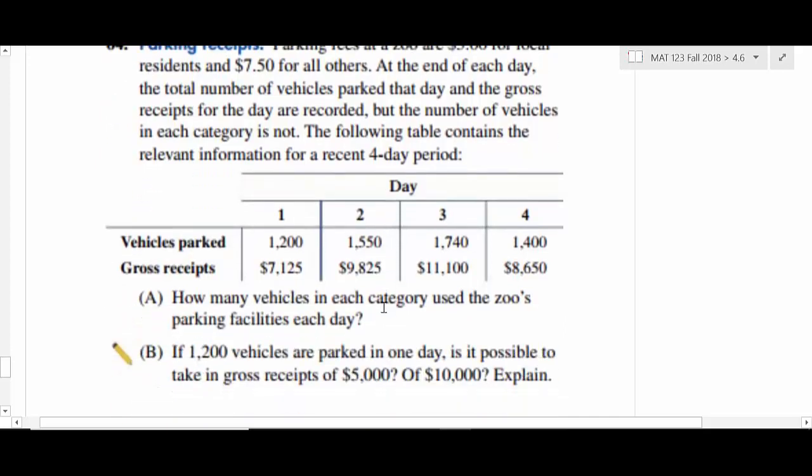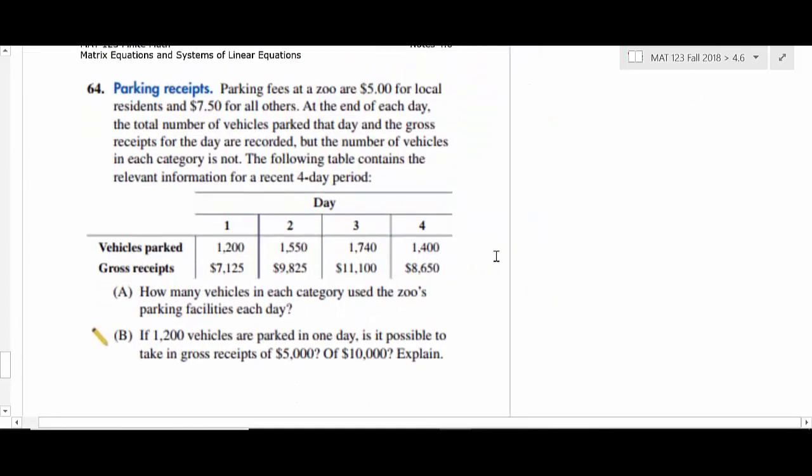We're going to do this with matrices on the calculator. This shows you, hopefully, the benefit of doing this in a business context: matrices can be done pretty fast. So we're going to do mainly the setups of these things. Let me read what this says. The parking fees are $5 for local residents and $7.50 if you're not a local resident. At the end of the day, they've given you this table. This would be day one. It says 1,200 total cars were parked in the parking lot, and you made $7,125.